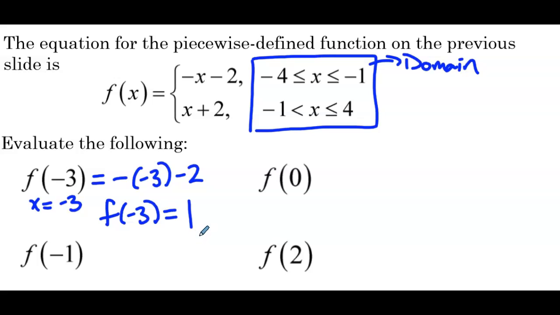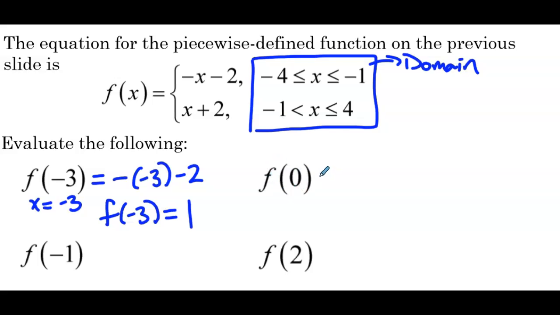And again, some of you may be thinking, can we plug negative 3 into both pieces here? But then we would get two outputs. And I'll again go back to the fact that we have a function. In a function, one input has only one output. Okay, so that's why we first have to decide what domain the input falls into.